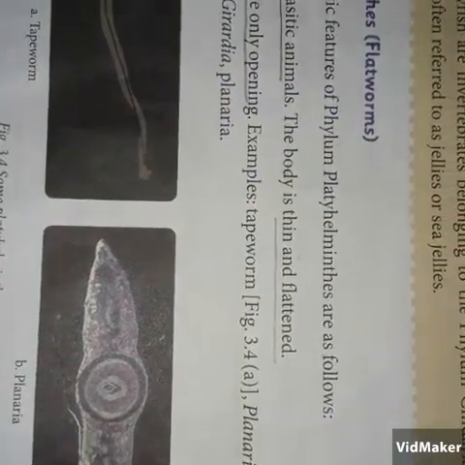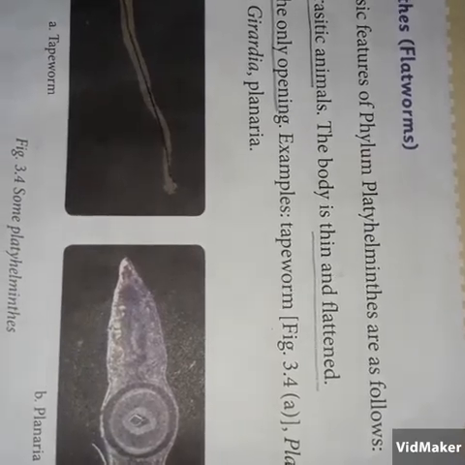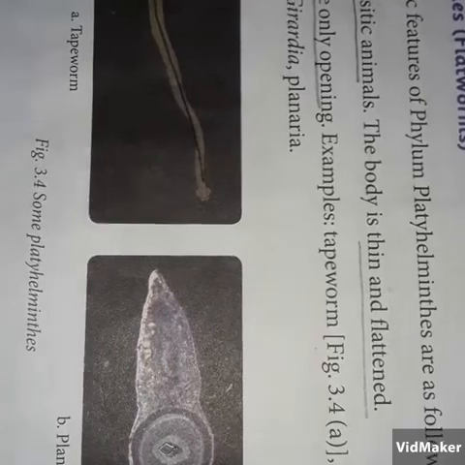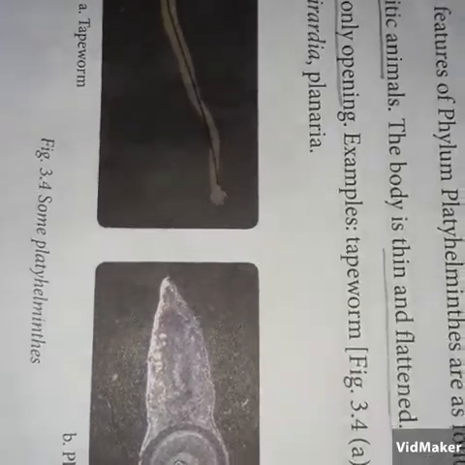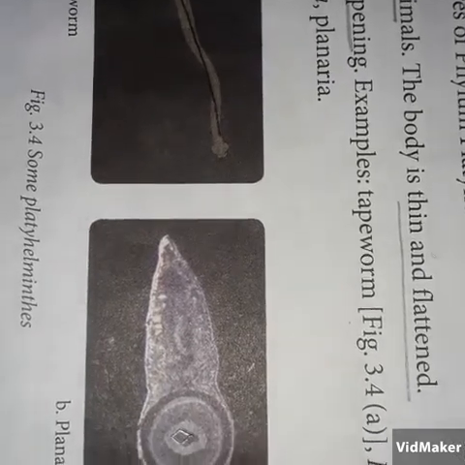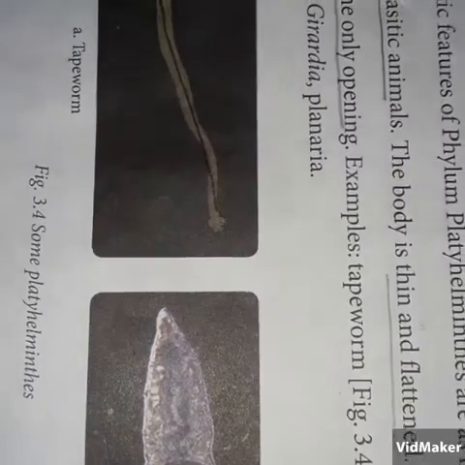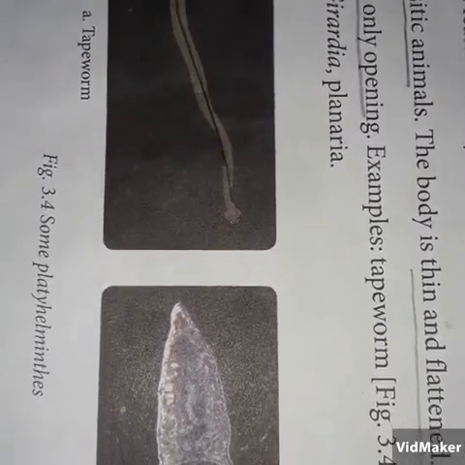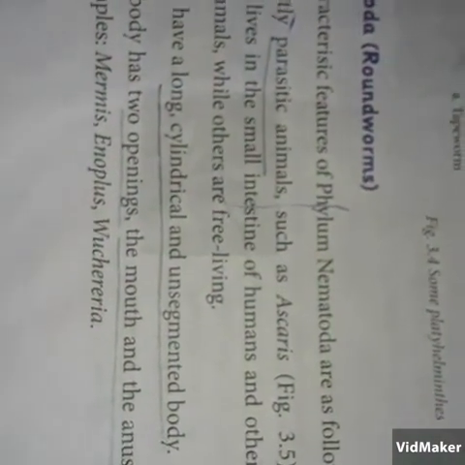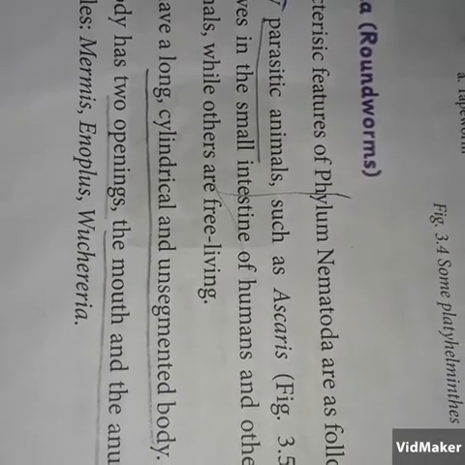Platyhelminthes. The characteristic features of phylum Platyhelminthes are as follows. First point, mostly predaceous animals. The body is thin and flattened. Second point, the mouth is the only opening. Examples: tapeworm, planaria, liver fluke.